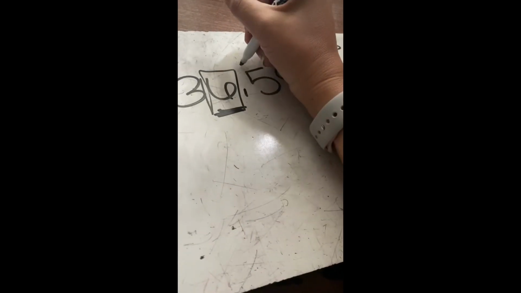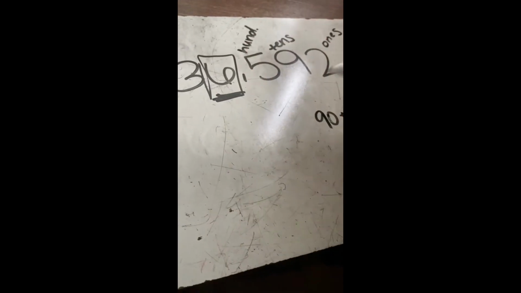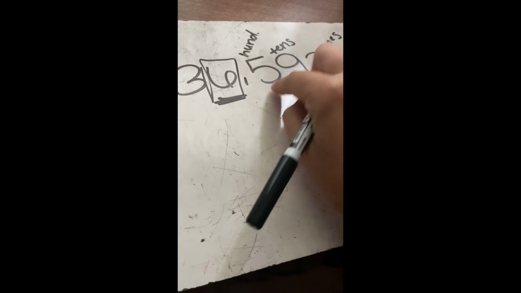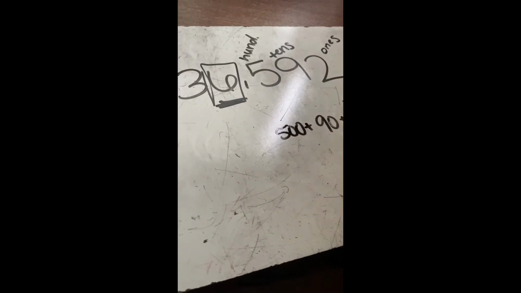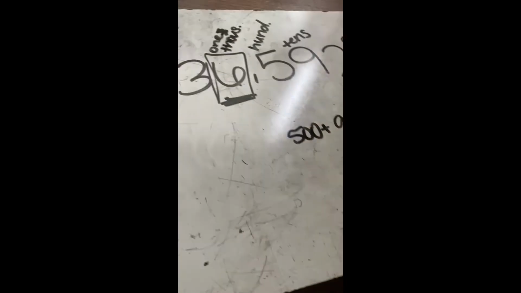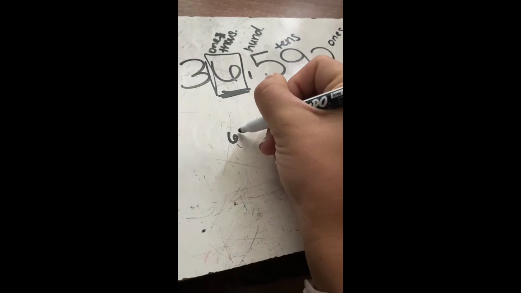This 5 is in the hundreds place. So it doesn't just mean 5, it means 5 hundreds, which is 500. This 6 is in the 1,000s place. And so it means 6 1,000s.